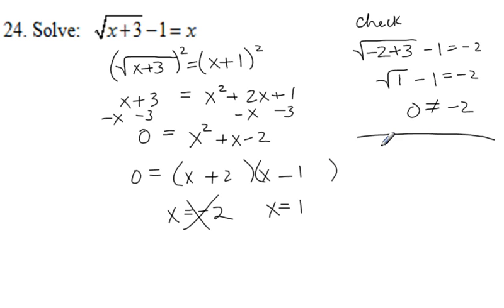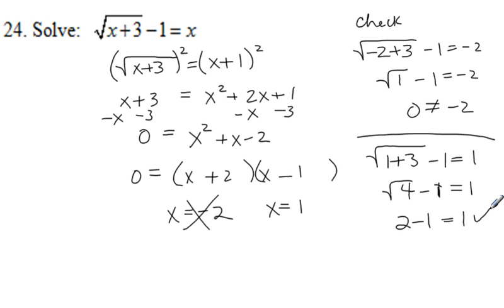Now let's try x equals 1. So the square root of 1 plus 3, minus 1, is that equal to 1? The square root of 4 minus 1 is 2 minus 1, which does equal 1, so that actually does work. So x equals 1 would be your only solution for that equation.